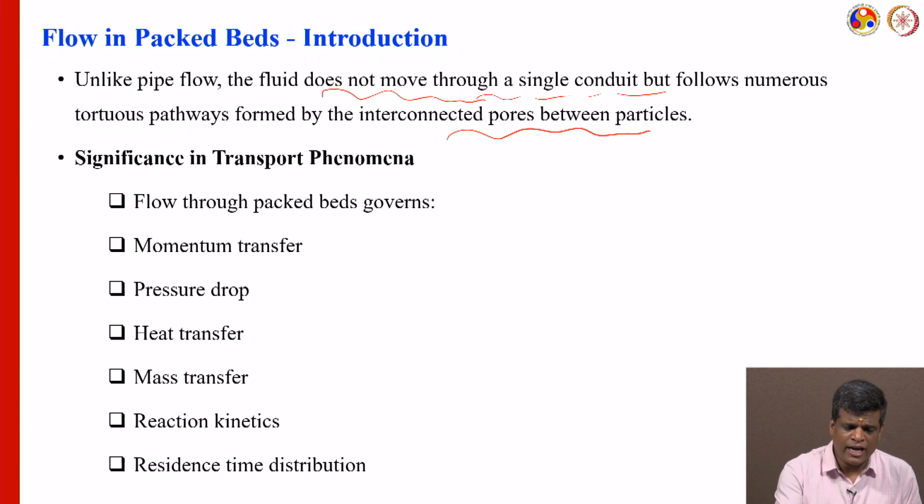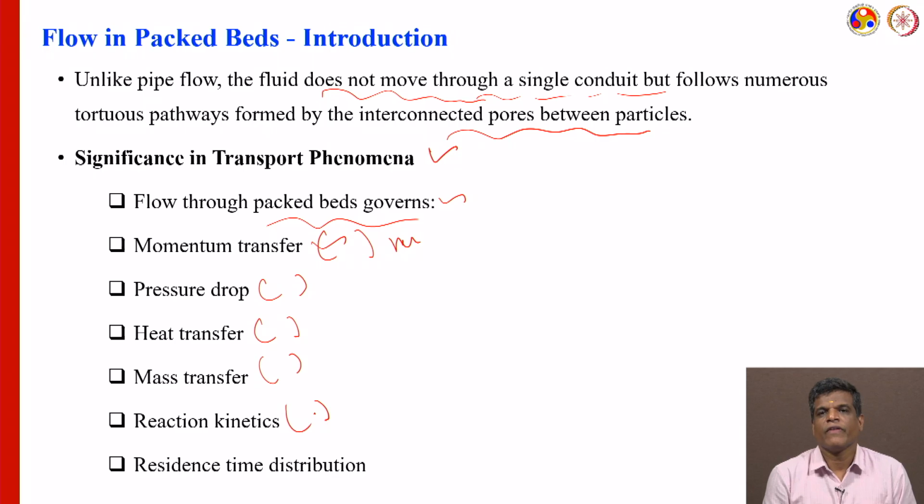So what is the significance of the transfer phenomena here? Flow through a packed bed governs the movement and transfer: the driving force, velocity, and the pressure drop, then the heat transfer, mass transfer, and of course we can do reaction kinetics also. We also discuss the residence time distribution, that is, how much time the fluid stays inside the reactor. For the chemical reaction we will also discuss the residence time and space time. So these are the significance of the transfer phenomena here.